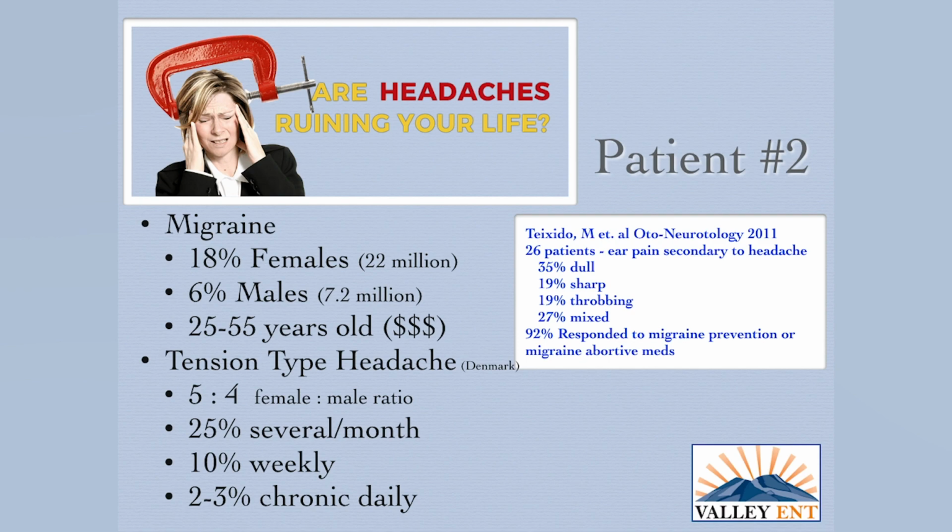They like to write papers on big skull-based surgeries and drilling and stuff, and they're doing a study on migraine. So they took 26 of their patients in their ear clinic, with dull, sharp, throbbing, mixed types of descriptions of pain, and 92% of them responded to either migraine prevention or migraine abortive meds. I tend to do the food stuff. I give them the whole migraine diet, the sleep, the water, stop the caffeine, at least not abruptly, maybe wean that off, and they will do better.